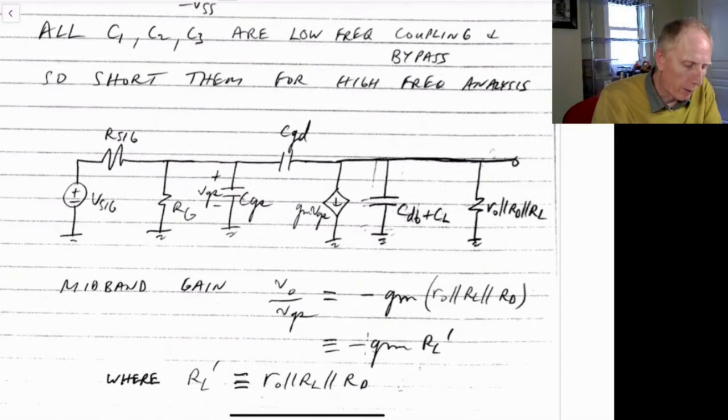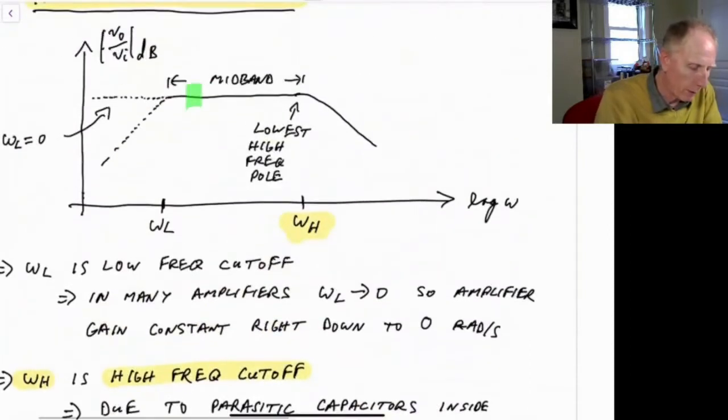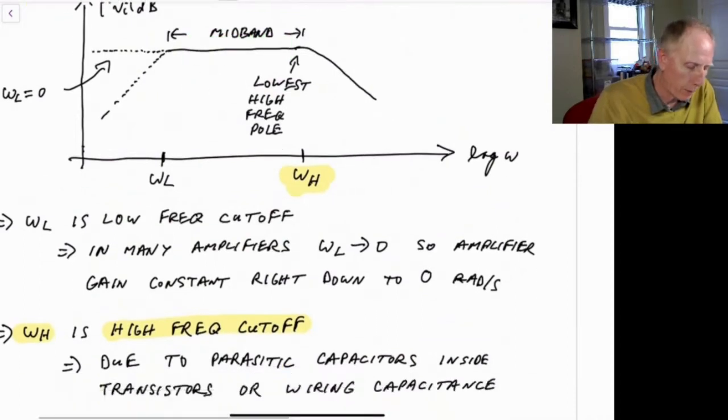So now first we can look for the midband region. If you recall, we said the midband region was this region up here. So we'd like to know just what the gain is before we reach our high frequency cutoff.